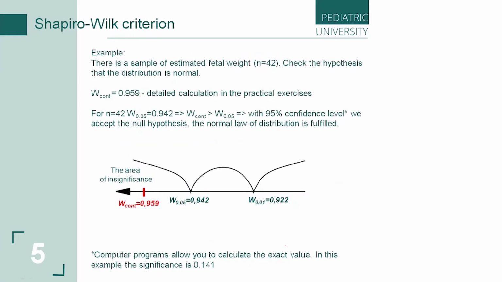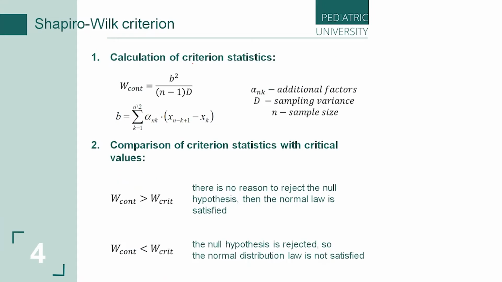So let's look at an example. We have a sample of presumptive fetal weight values that we found out using ultrasound diagnostics. We have a sample of 42 items, the sample of estimated fetal weight. Our task is to test the hypothesis that the distribution law is normal, using the formula on the previous slide, this part.